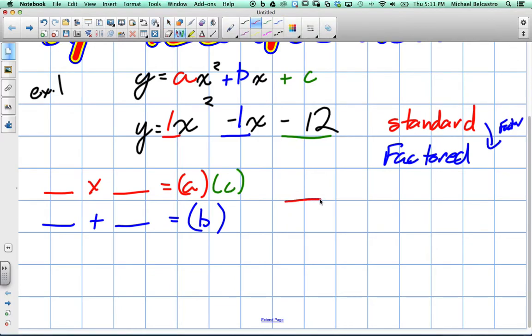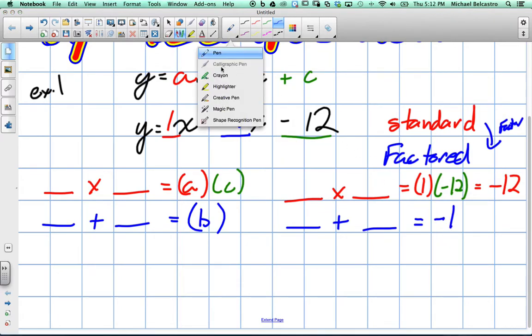So here I'm going to leave blank times blank is equal to, and what is our A value? 1. And what's our C value? Negative 12. So what's 1 times negative 12? It's going to equal negative 12. So we need 2 numbers that multiply to negative 12. Those same 2 numbers have to add to our B value, which is negative 1.